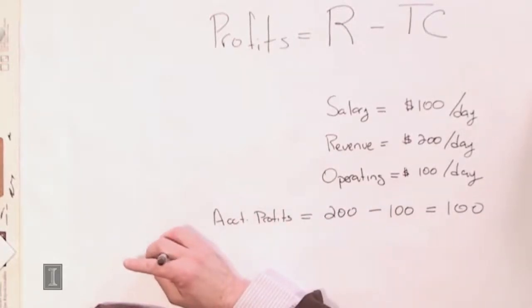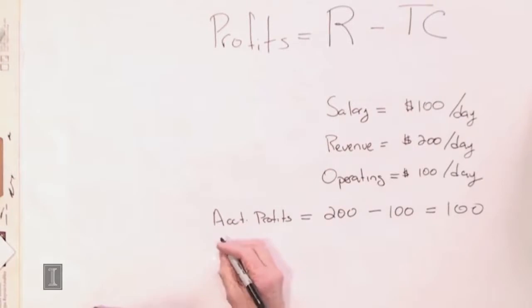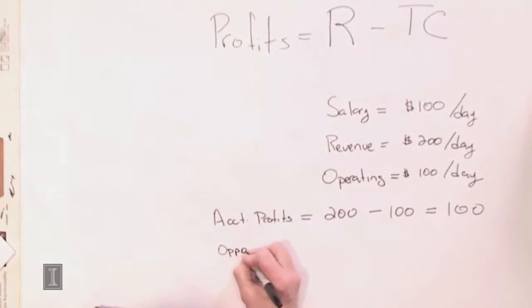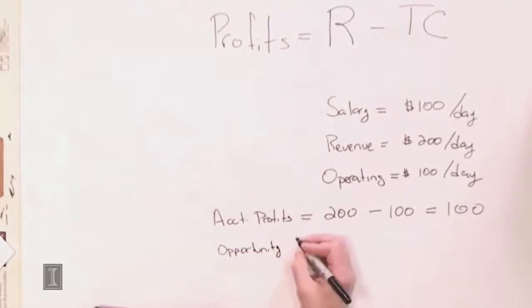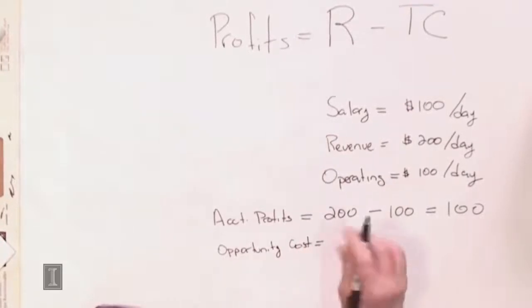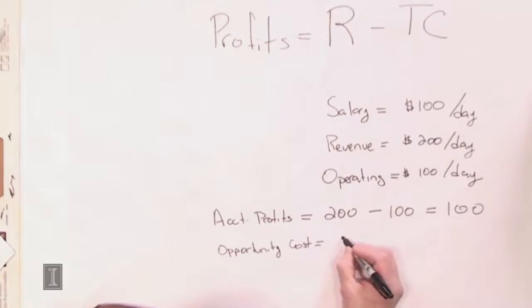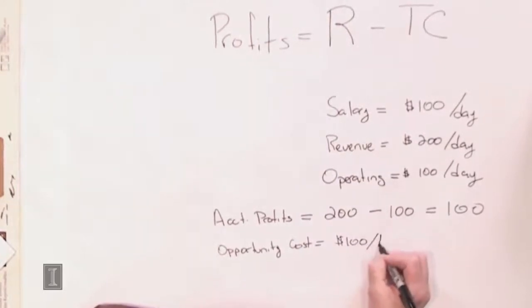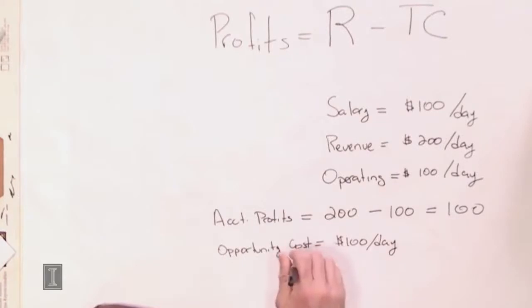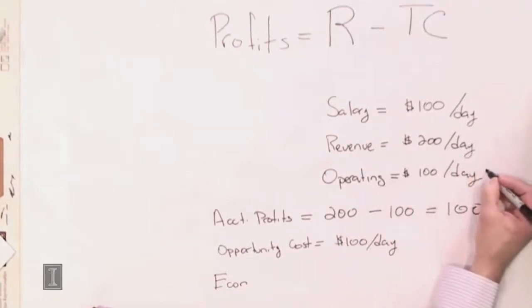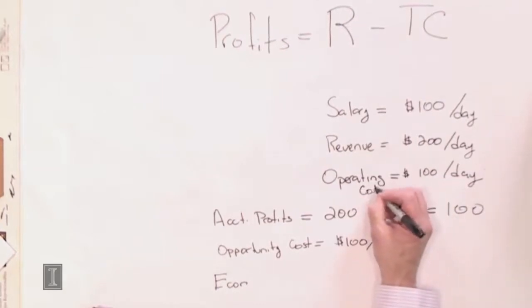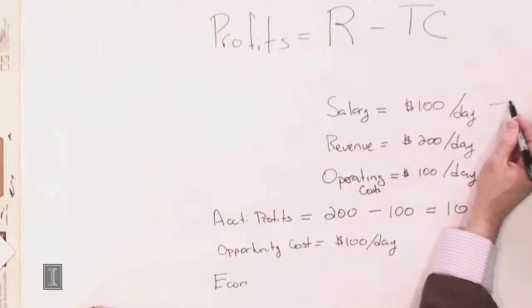But this doesn't include opportunity cost, because we know that the opportunity cost, as we learned from Mike, of him having his own business is the salary that he's not drawing from bartending. And that opportunity cost is equal to $100 per day. So an economist will take into consideration those costs. When an economist calculates profits, he considers not only the accounting costs, the operating costs, but also the opportunity costs.